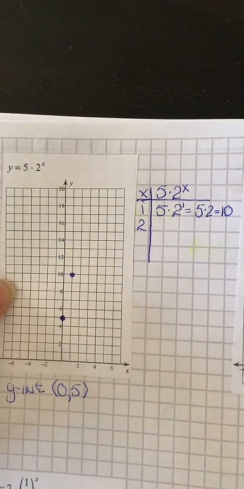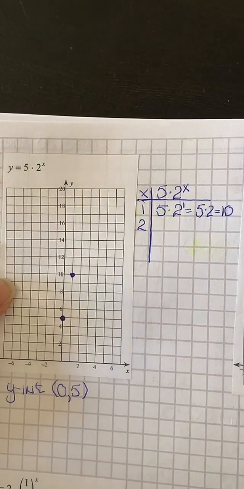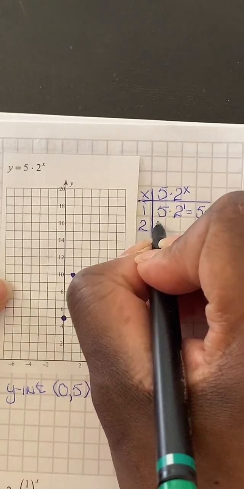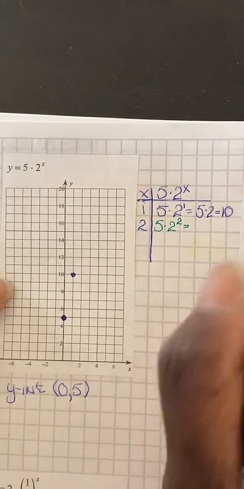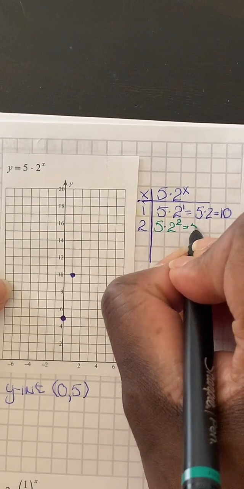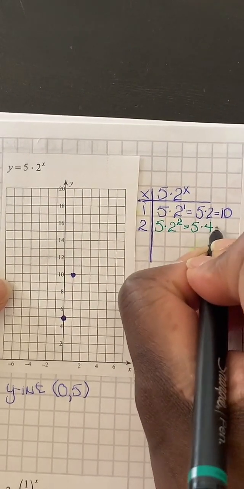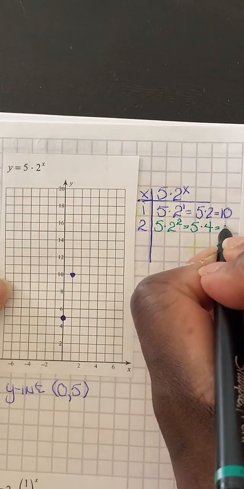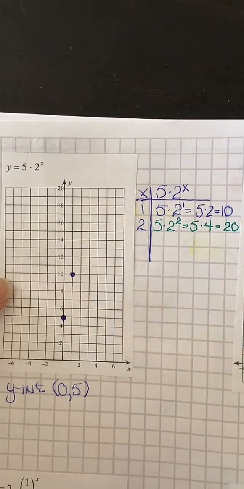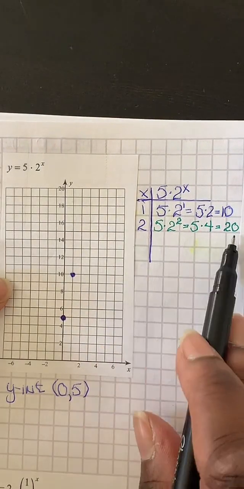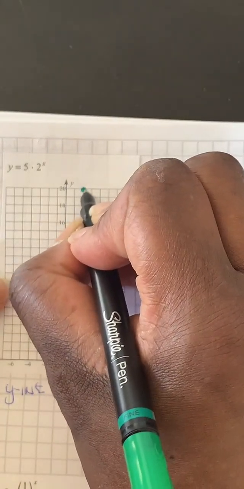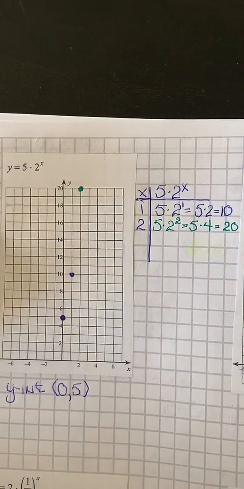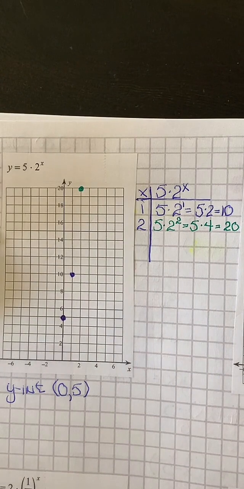So for the second one, we have 5 times 2 raised to the second power. 2 to the second power gives us 4, and 5 times 4 gives us 20. So the next point that we have is (2, 20). Woo, look at that. That is a huge leap.